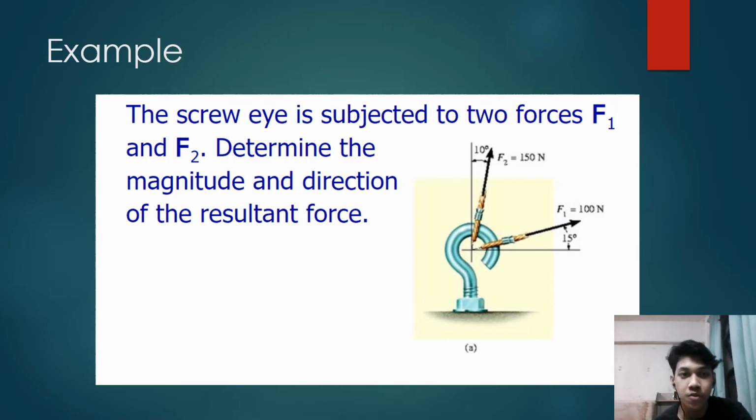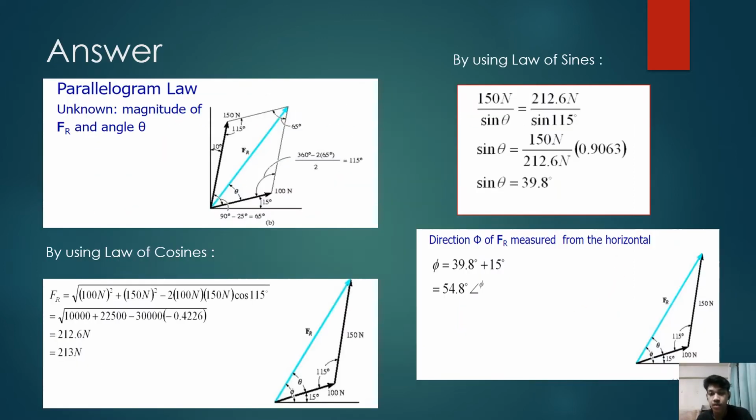Next, we are going to move to the example. The screw eye is subjected to two forces, F1 and F2. Determine the magnitude and the direction of the resultant force. So basically, this is the diagram. So when we got this, we are going to solve it.